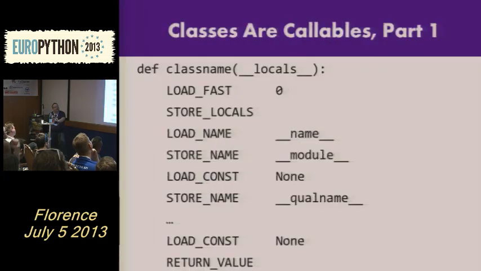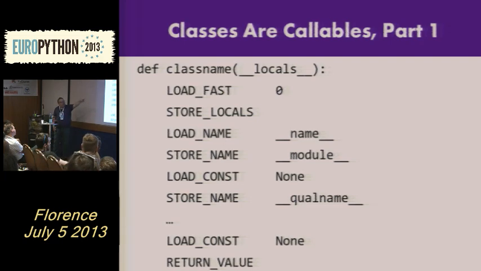This is a little bit more complicated. So first of all, classes actually do take a parameter. It's called dunder locals. I'll talk about that in a minute. I kind of want to go from the bottom up here, just because it goes from least to most complicated. So again, at the bottom we have a return none, because classes don't return anything either. They're not functions in the strictest sense.